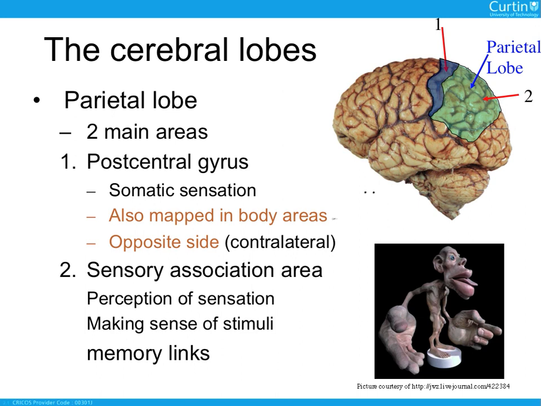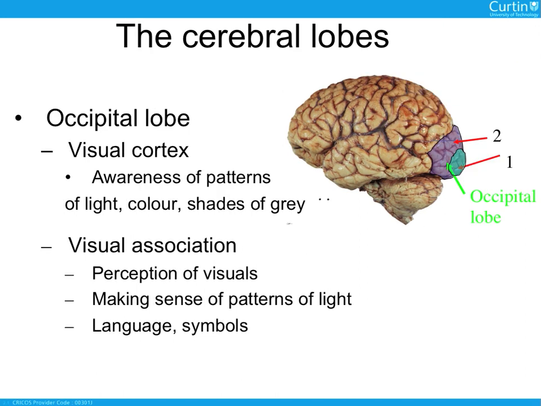The postcentral gyrus here will only receive somatic sensation, so conscious sensation. But it will be the sensory association area that will actually make sense of what these particular sensations actually mean. What are they telling me about my environment?